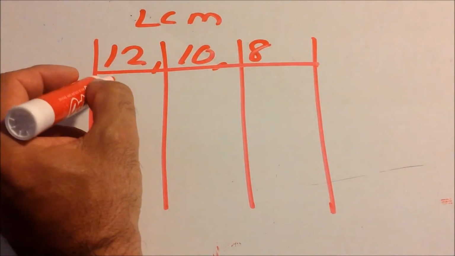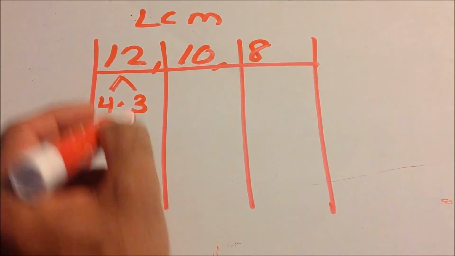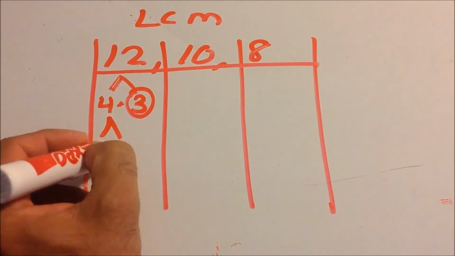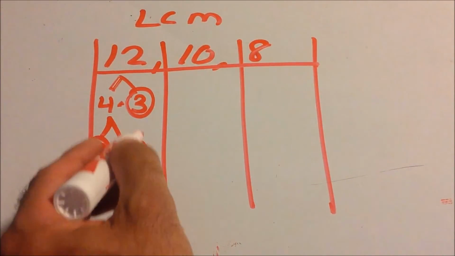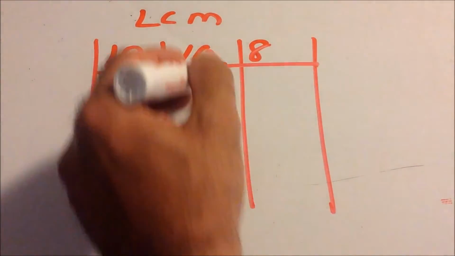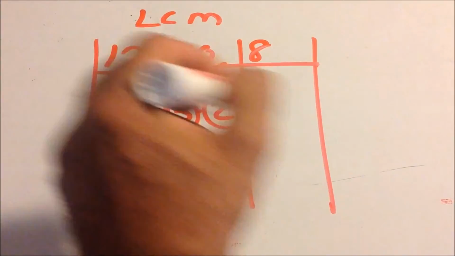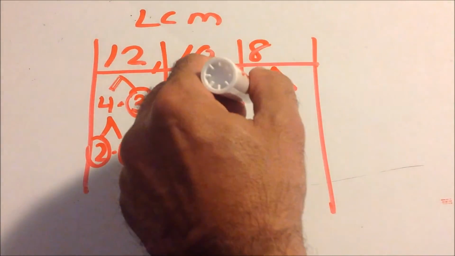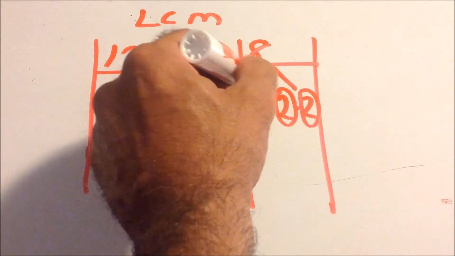Okay, with 12 we have 4 times 3 or 6 times 2 that we want to use. Don't forget to circle the primes. And 4 is 2 times 2. So now we have all the primes there. And you should double check: 2 times 2 times 3 is 12. With 10 we have 5 times 2. Both of them are prime. We can circle them both right there. And 8, well, I know 2 times 2 times 2 is 8. And we can circle all those primes.